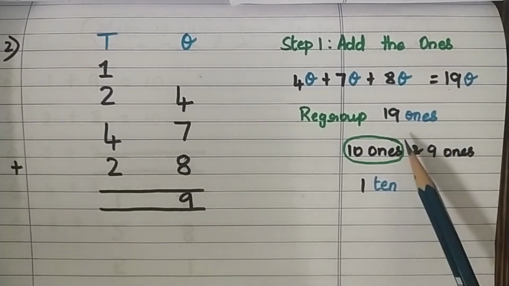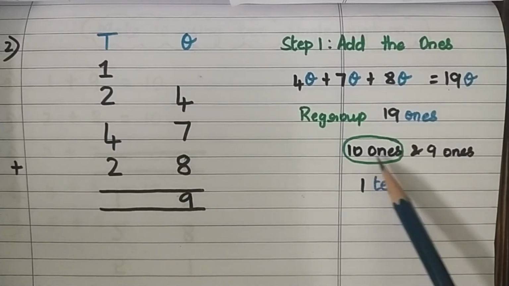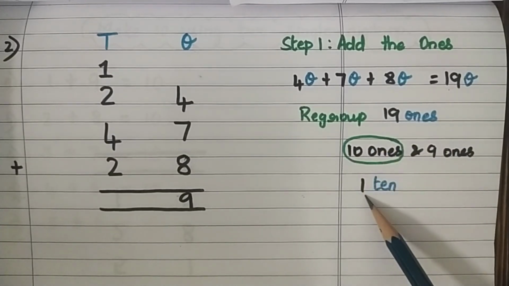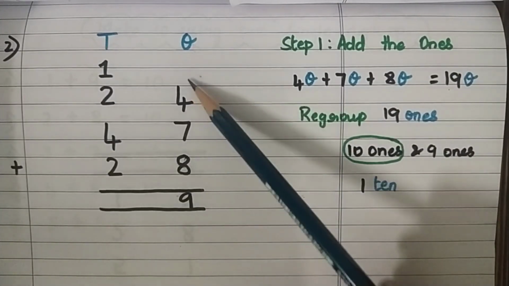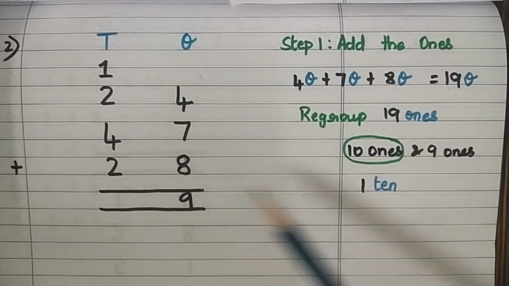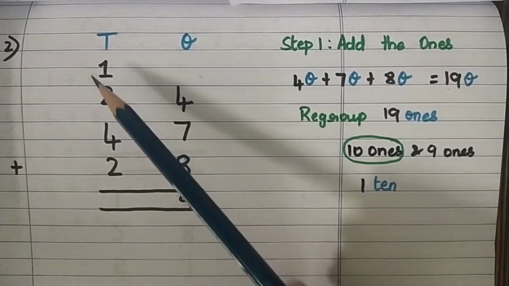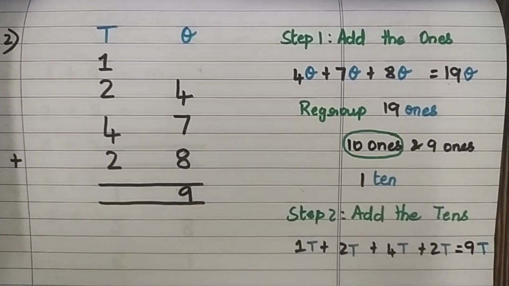In 19 ones, first take the 10 ones out, because 10 ones make a 1 ten, and the remaining will be 9 ones. So write 9 in the ones column and write 1 as a carryover in the tens column.